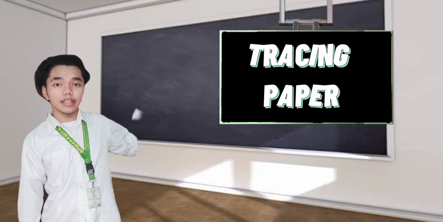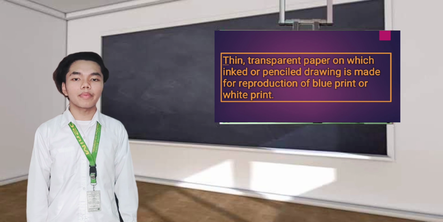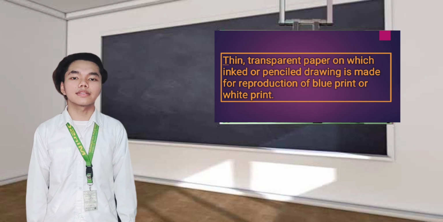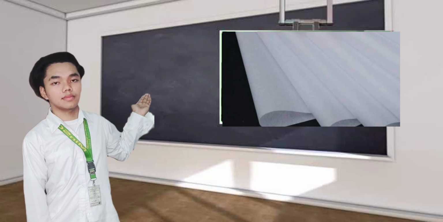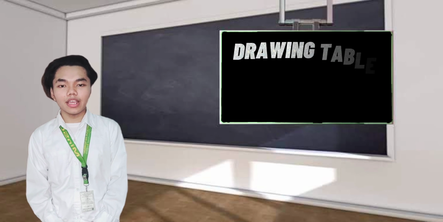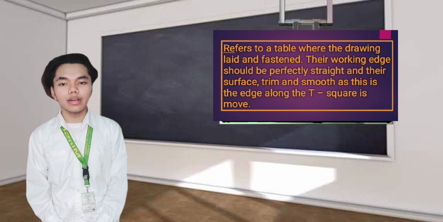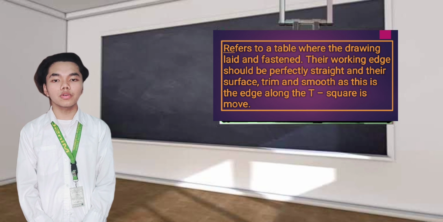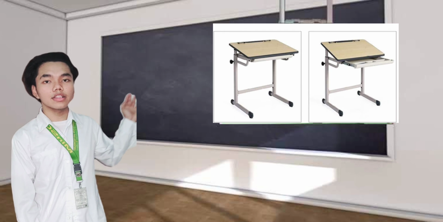Next, the tracing paper. Thin, transparent paper on which an ink or pencil drawing is made for reproduction of blueprint or white print. Example of tracing paper. Drawing table or drawing board refers to a table where the drawing is laid and fastened. Their working edge should be perfectly straight and their surface trim and smooth, as this is the edge along which the T-square slides. Example of a drawing table.